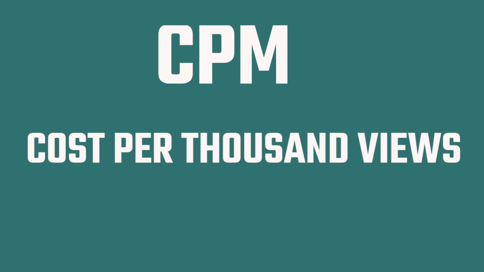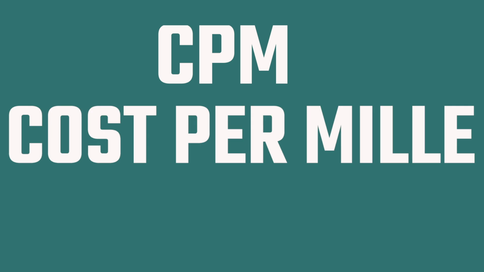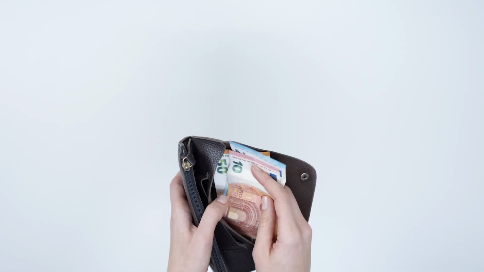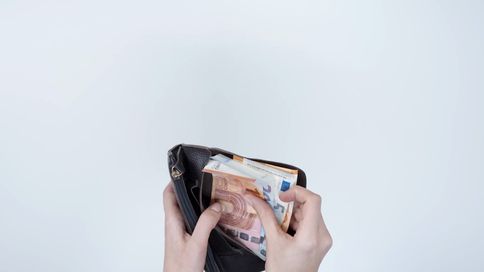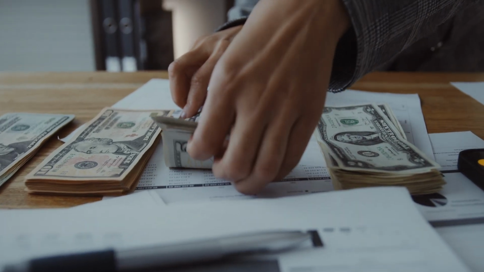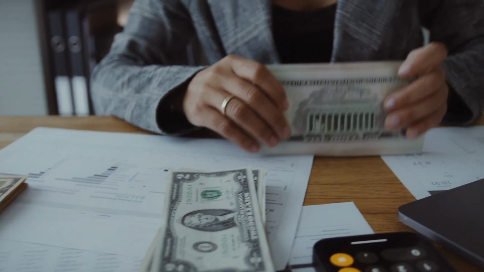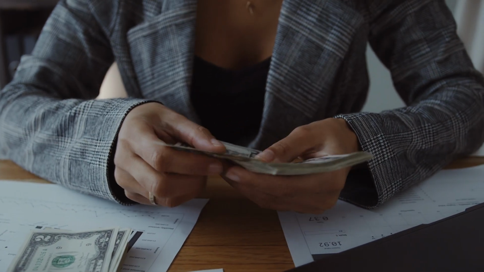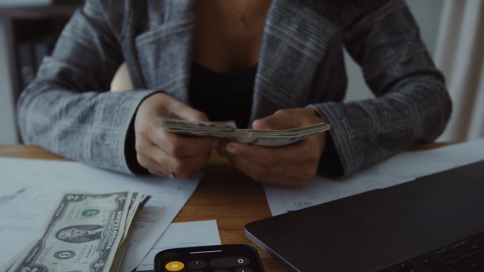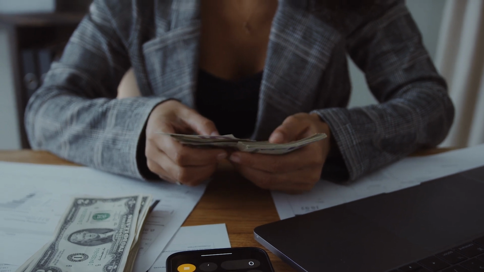Now let's talk about CPM, cost per thousand views. CPM stands for cost per mille, with mille being Latin for thousand. This metric deals with how much you pay to get your ad seen. What it represents: imagine you set a budget for your ad campaign. CPM tells how much it costs to reach 1000 viewers with your ad.